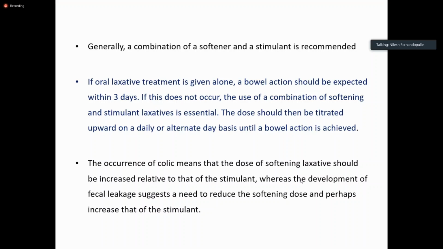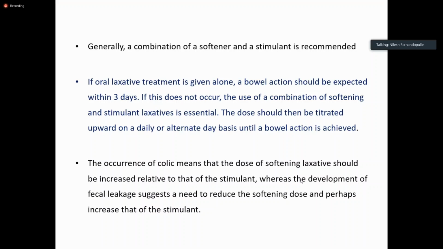If oral laxative treatment is given alone, bowel action should be expected within 3 days. If this does not occur, the use of a combination of softening and stimulant laxatives is essential. The dose should be titrated upward on a daily or alternate-day basis until the bowel action occurs. So you need to give some time for the laxative to work. We need to explain to the patient these are drugs which will take some time to work. So stools at the moment are all hardened up inside. So you need to give some time.